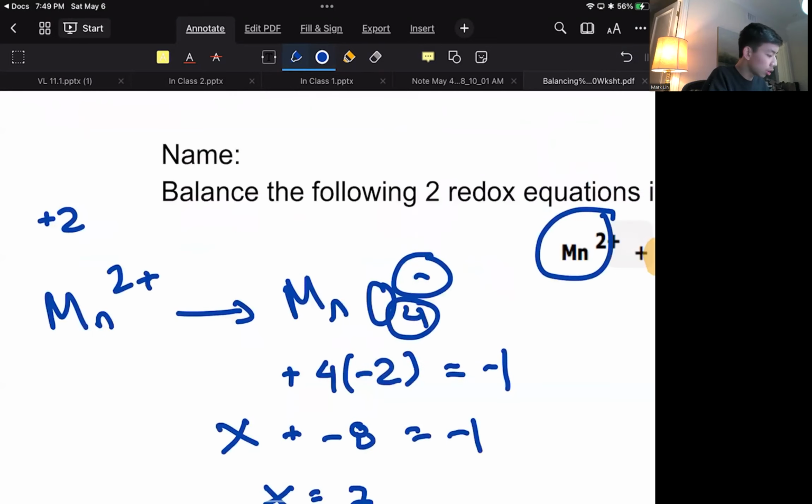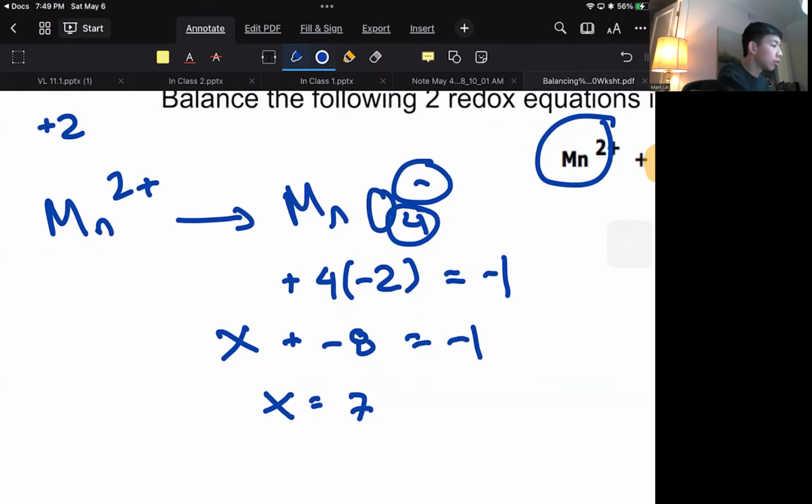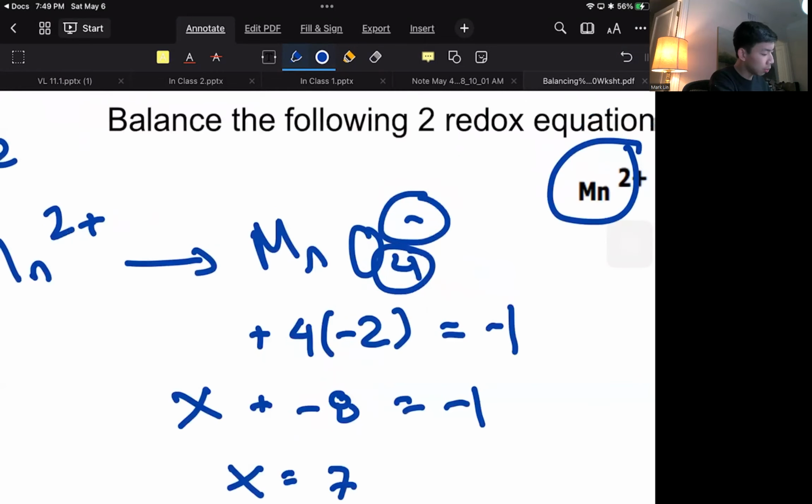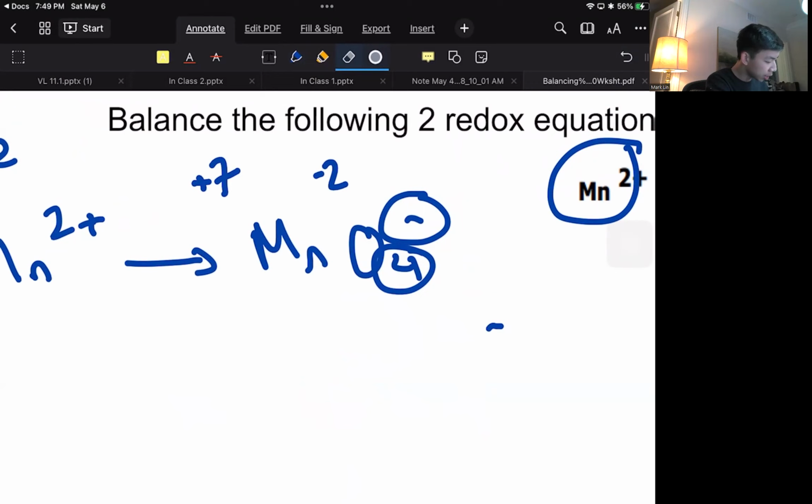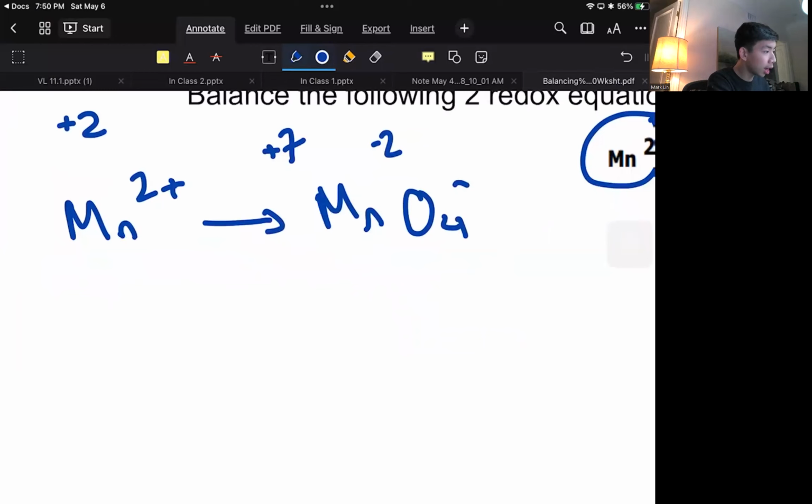So for each atom, manganese is going to be +7, and for each oxygen atom it's going to be -2, as we said earlier, because we assume oxygen is always -2. That's it. Once you have that, then we add oxygens.